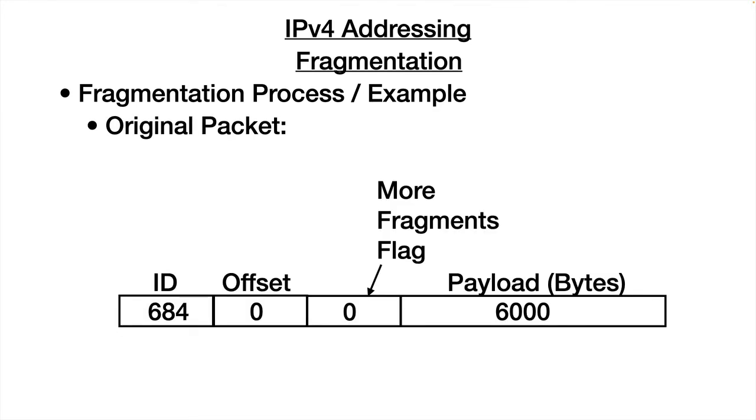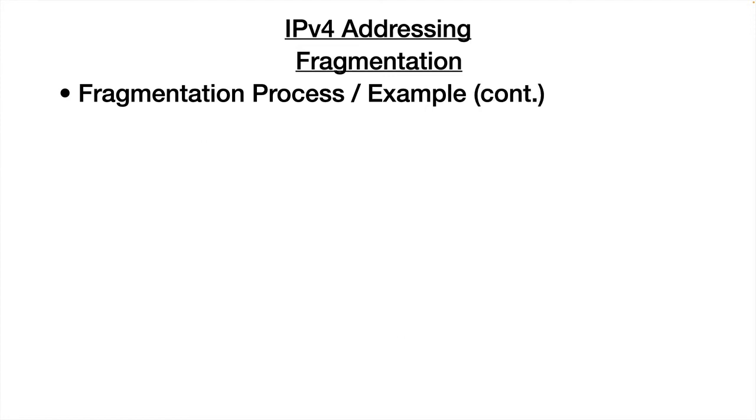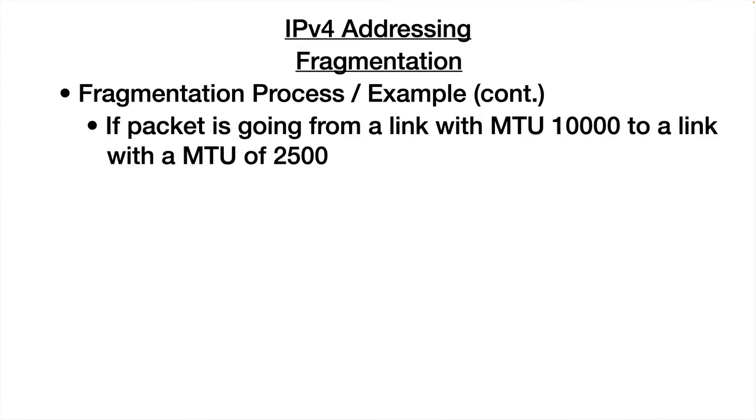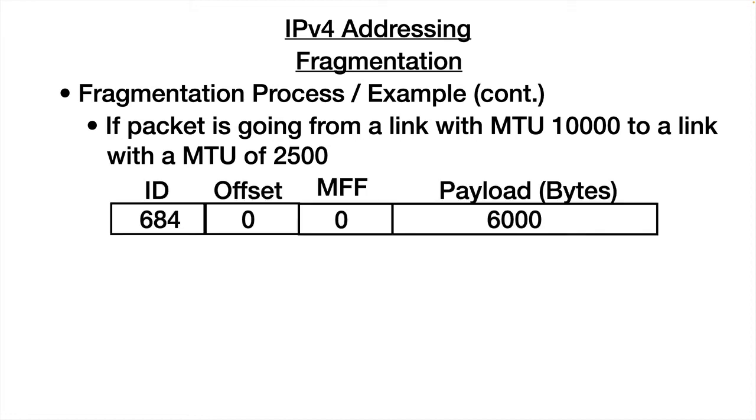So in this case, we have this packet coming through. And we have the ID, the offset, whether or not there are more fragments, and the payload. In this example, we're on a link that has an MTU of 10,000, and we're going to a link that has an MTU of 2,500. So looking at the original packet before, what's going to happen to it? Notice that this whole packet is the whole 6,000 bytes.